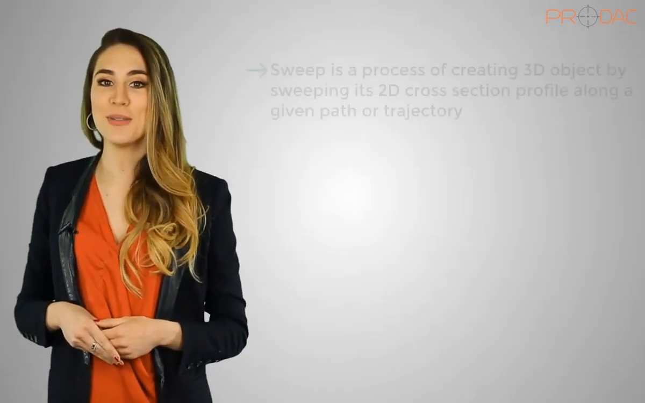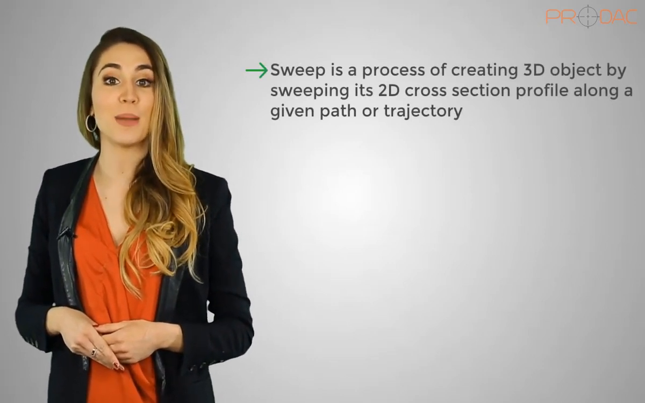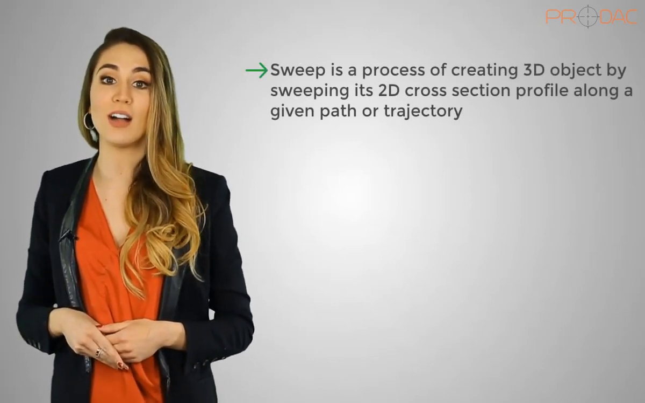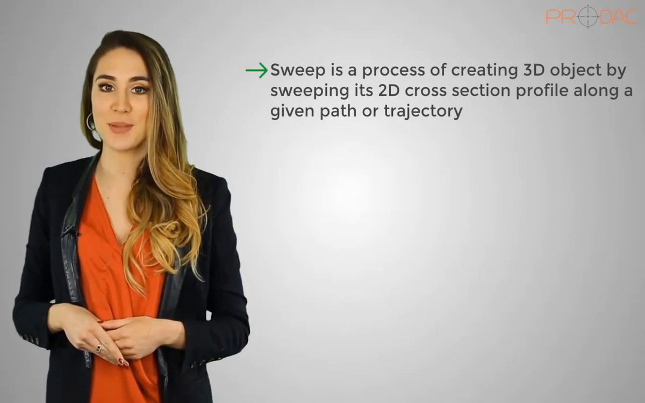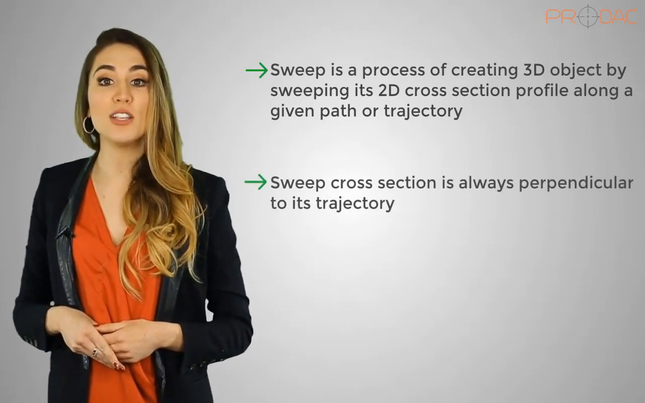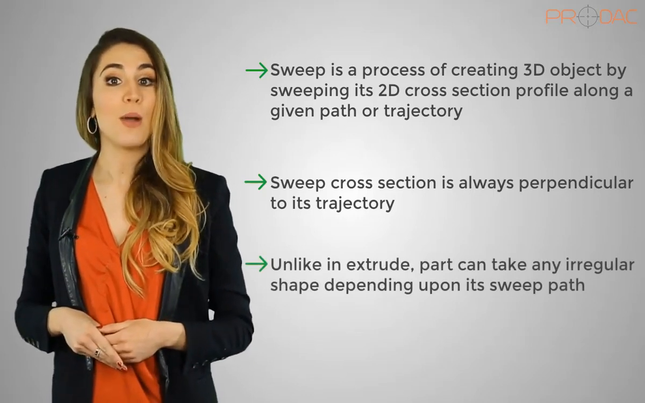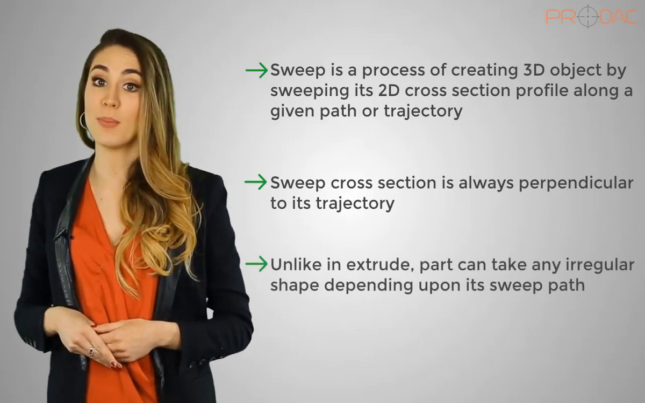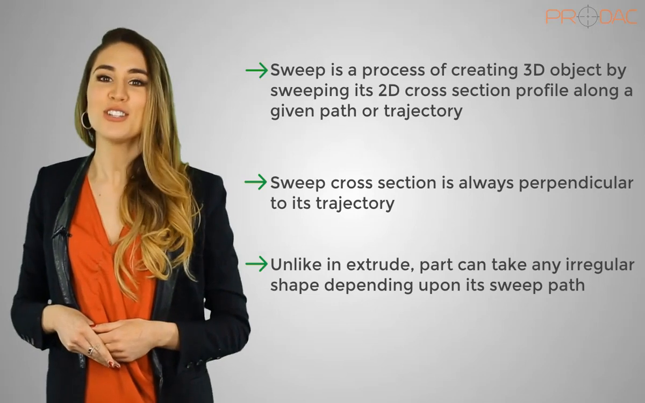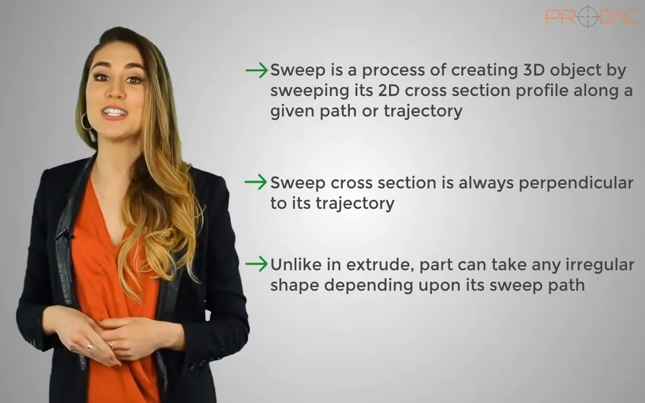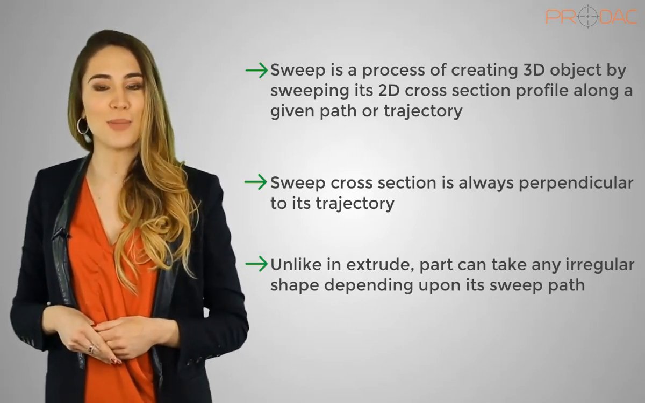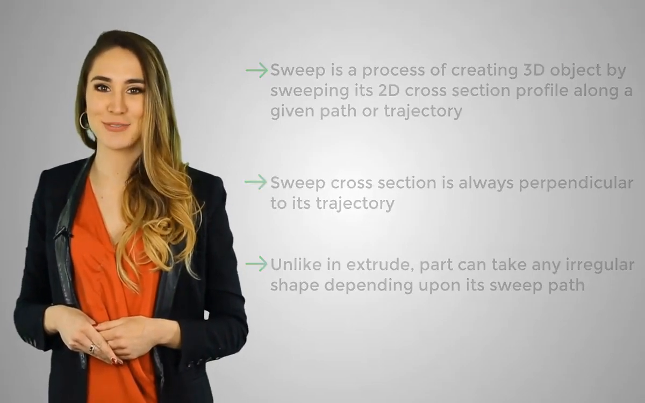After completing the session, you'll be able to understand that sweep is a process of creating a 3D object by sweeping its 2D cross-section profile along a given path or trajectory. Sweep cross-section is always perpendicular to its trajectory. Unlike an extrude, the part can take any irregular shape depending upon its sweep path. So let's get started with Session 9 on Sweep, Helical Sweep, and Helical Sweep Cut next in this series.